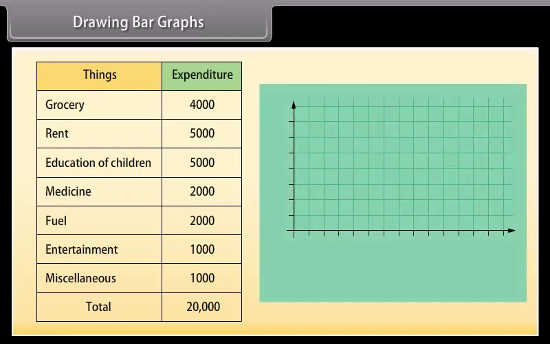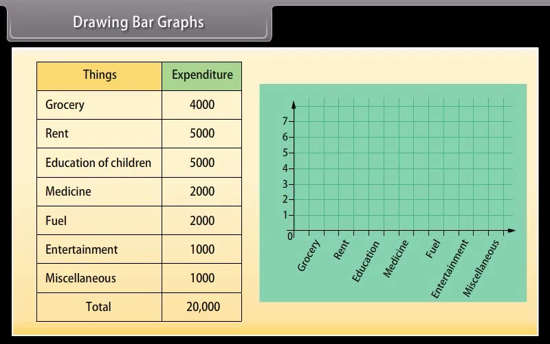Mark the things and the expenditure on both the axes. Here 1 means 1,000, 2 means 2,000. Now to represent our first thing, that is grocery, we have to make a bar of unit 4. Similarly, other things are represented leaving a gap of 1 unit in between 2 consecutive bars.